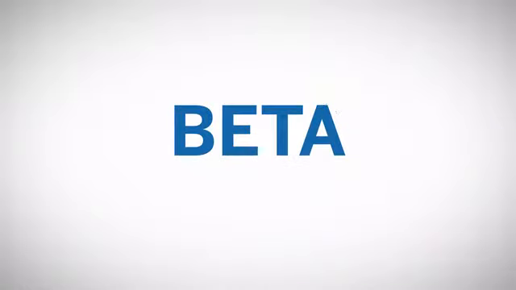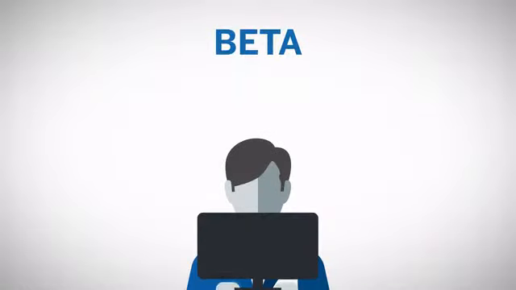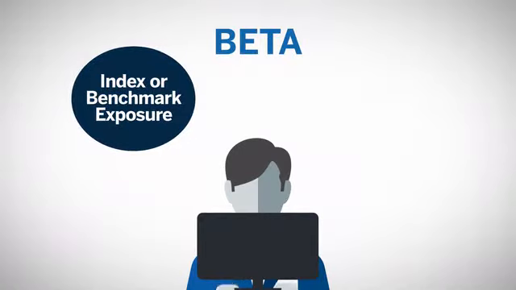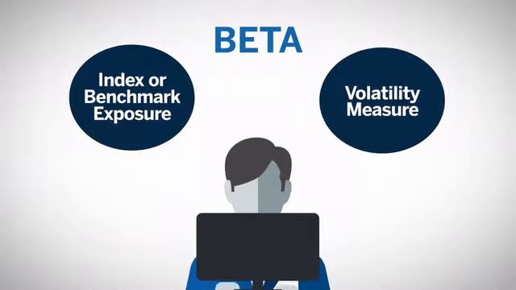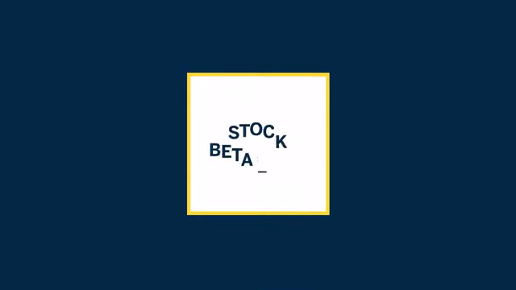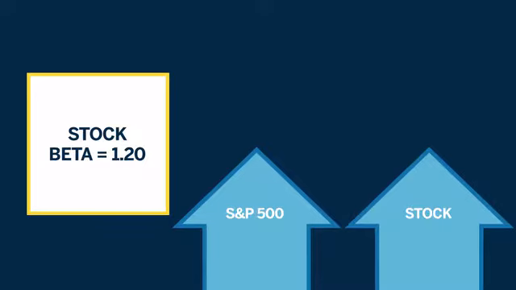Beta describes the return achieved from exposure to the overall market, for example, via an index fund. It is also a measure of the relative volatility of a stock compared to the whole market. The market in this case is the S&P 500. If a stock has a beta of 1.20, it is 20% more volatile than the S&P 500.